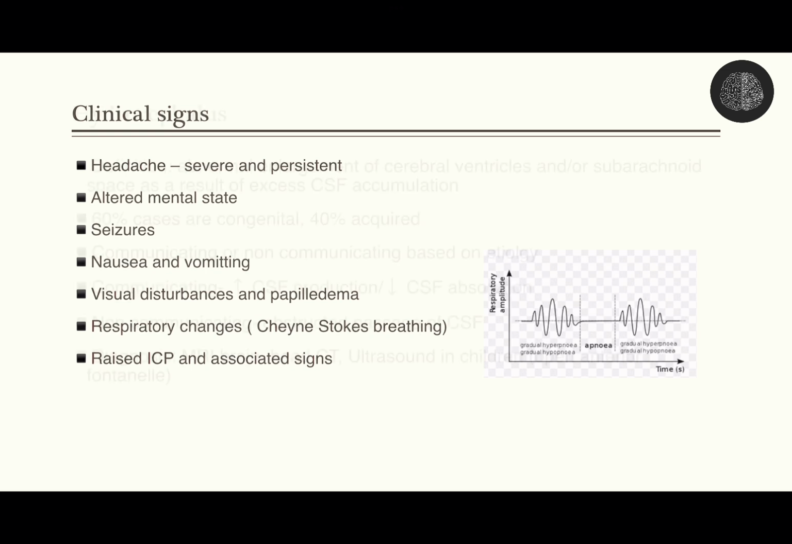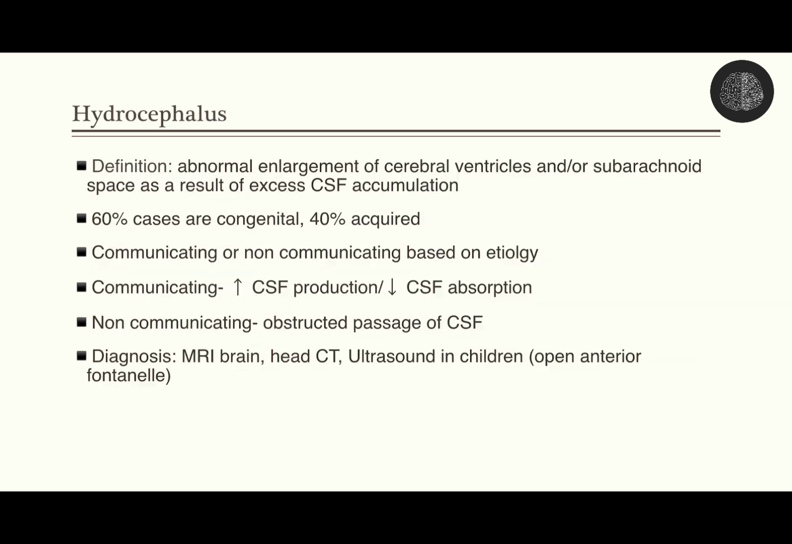So hydrocephalus is the abnormal enlargement of the cerebral ventricles and the subarachnoid space as a result of excess CSF accumulation. 60% of the cases are congenital and 40% can be acquired. There are two types of hydrocephalus, communicating or non-communicating, based on the etiology of hydrocephalus.